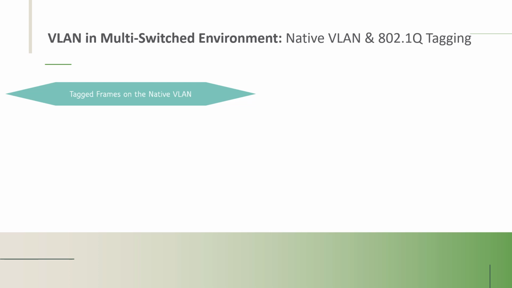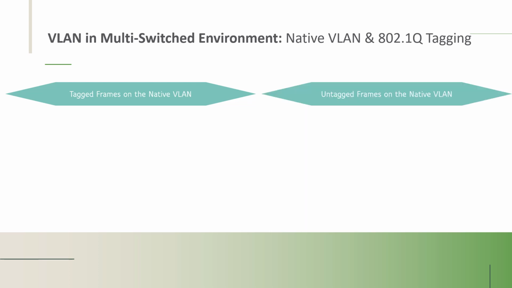And we have untagged frames on the native VLAN, where a Cisco switch trunk port receives an untagged frame and forwards it to the native VLAN. If there are no devices associated with the native VLAN, which is not usual, and there are no other trunk ports, then the frame is dropped. The native VLAN, which is VLAN 1, is the default VLAN.